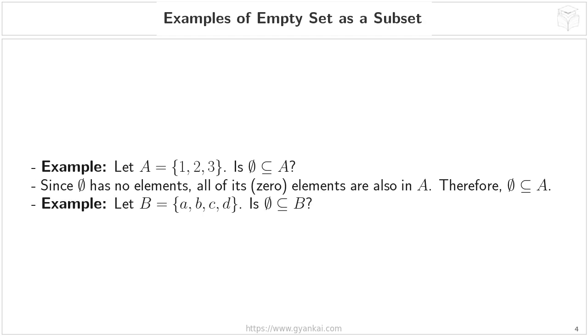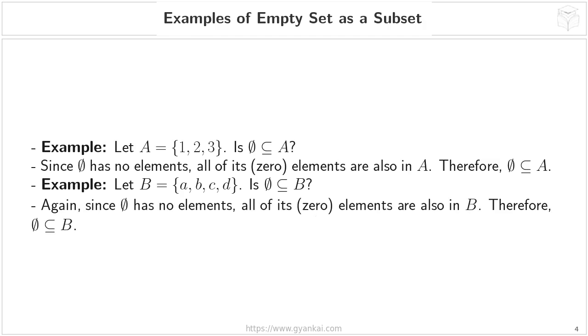Let's look at another example to reinforce this. This time, let's define a set B as containing the elements B, C, and D. The question is, is the empty set a subset of B? The logic is exactly the same. Since the empty set has no elements, all of its, again, 0 elements are also found within set B, so the empty set is indeed a subset of B as well.